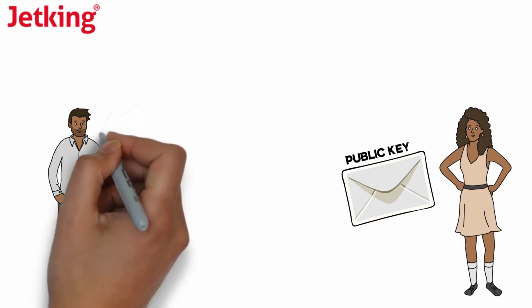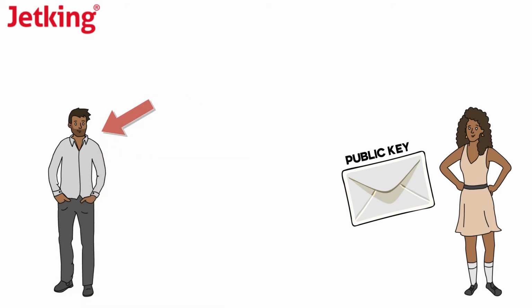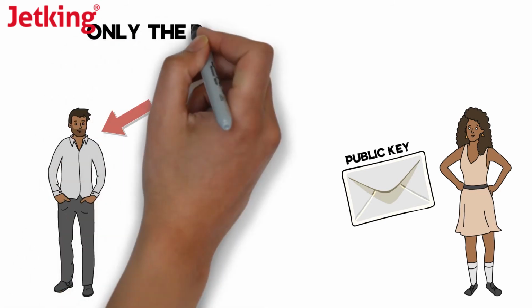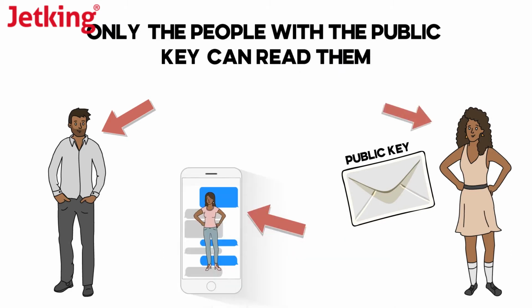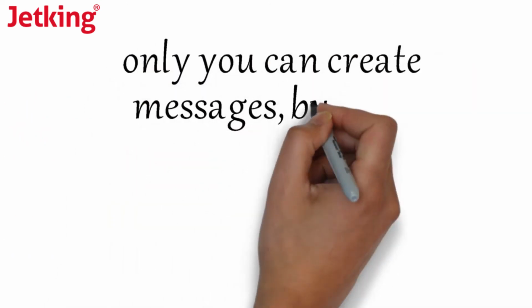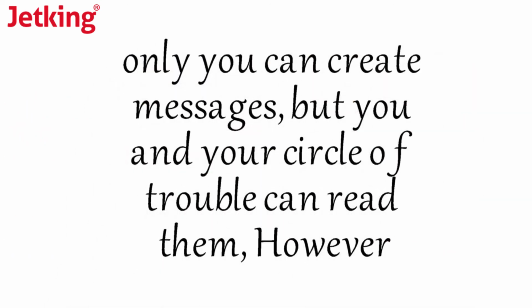You aren't confused. Only the person with the private key can write messages, and that's you. Only the people with the public key can read them. That's you, your girlfriend, and your girlfriend's sister. Let me say that again. Only you can create the messages, but you and your circle of trouble can read them.